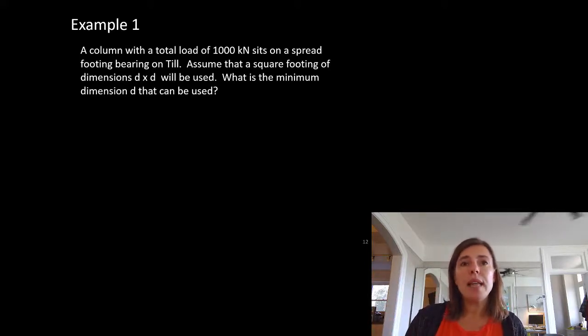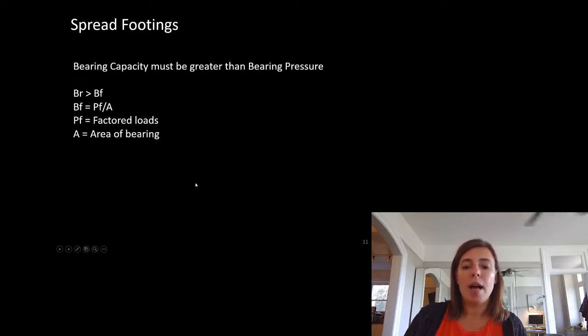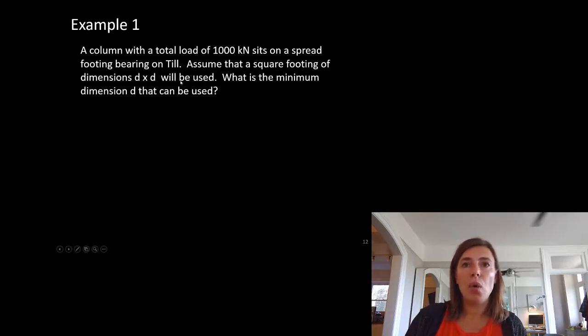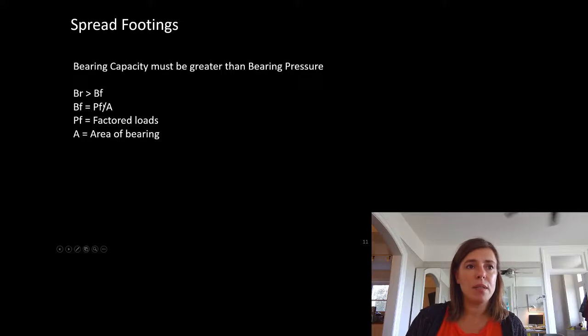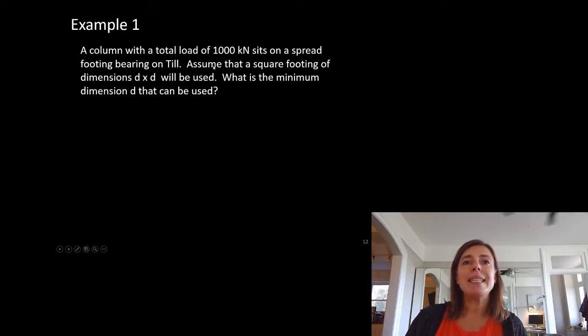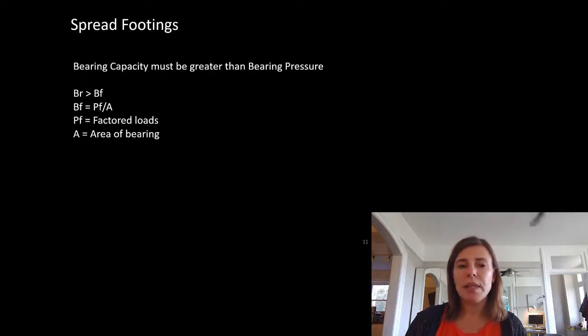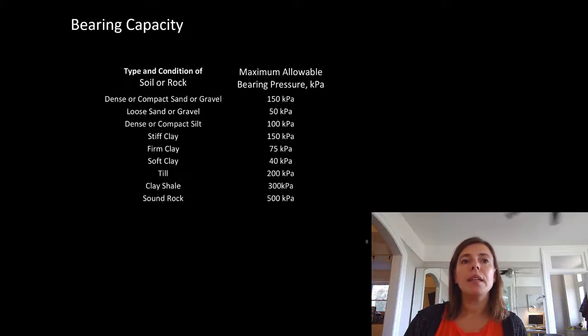So we see that it gave us a load of 1,000 kilonewtons, so P or PF is 1,000. We don't know what our area is. Our area is what we need to figure out. But they did say that it's bearing on till. Now, normally a geotechnical engineer would give us this information, but this is our preliminary design. Let's go back and look at till.